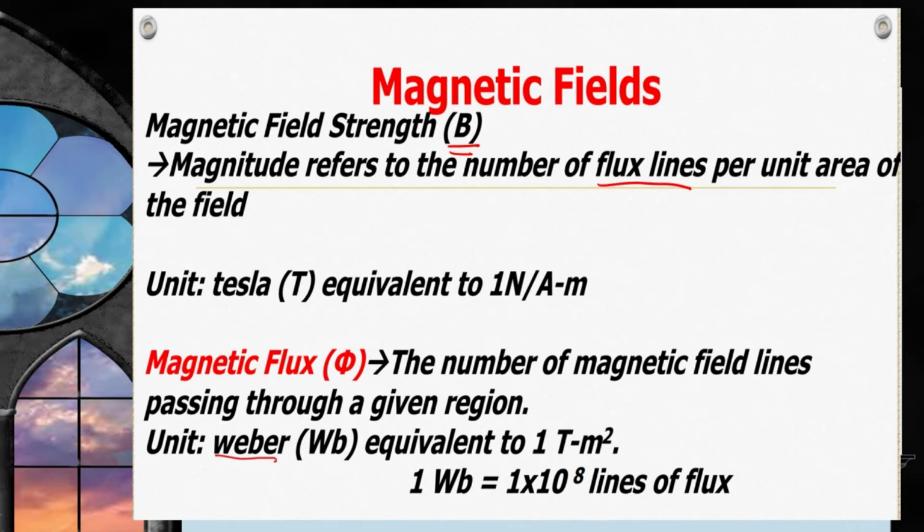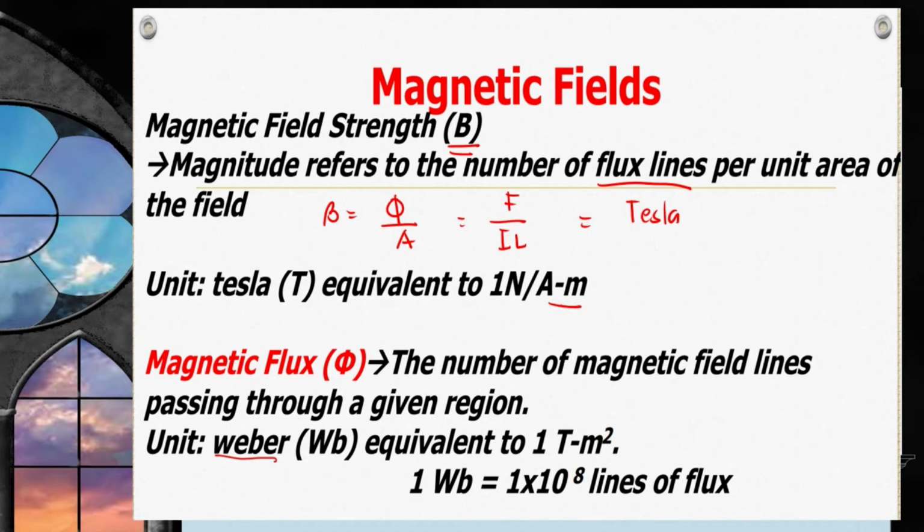So that's why when we are talking about magnetic field, you can solve it using your number of flux lines over area. Or if you don't have the number of flux lines, it is the same with your force per your current times the length that we have here. So for the unit of magnetic field, we have Tesla, which is equivalent to 1 Newton per ampere meter.